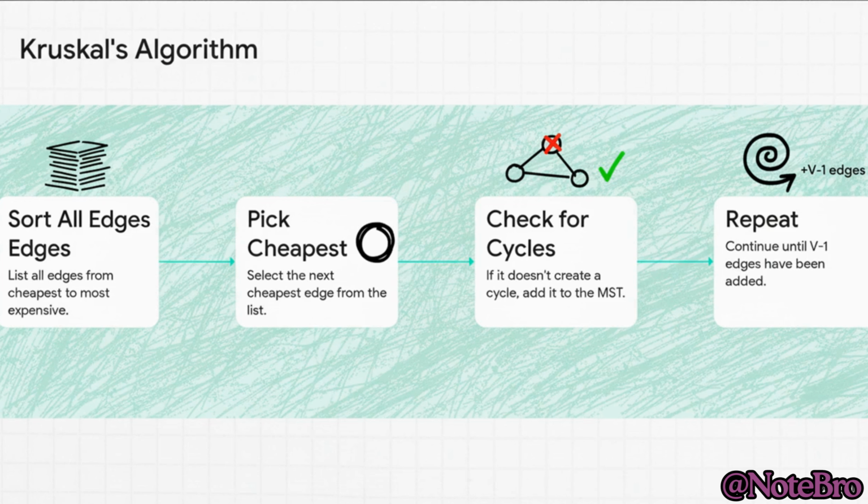It starts by taking every single possible edge in the whole graph and sorting them in a big list, from cheapest to most expensive. Then it just goes down the list one by one. It looks at the cheapest edge available and asks, if I add this, will it create a loop? If the answer is no, it adds it to our tree. If yes, it throws it away and moves to the next one. It just repeats that until the tree is complete. Simple, greedy, and it works perfectly.